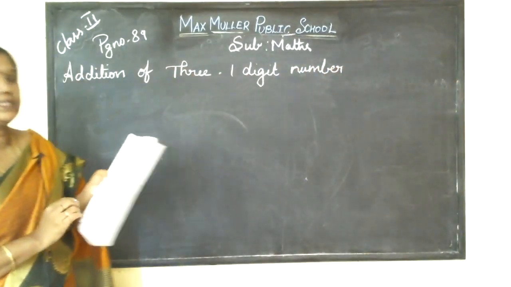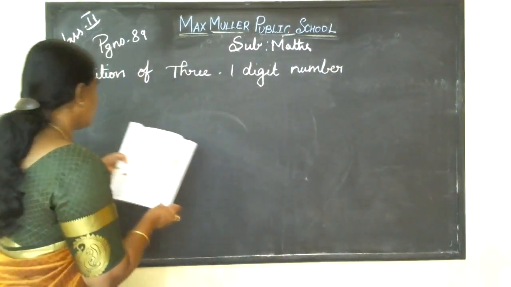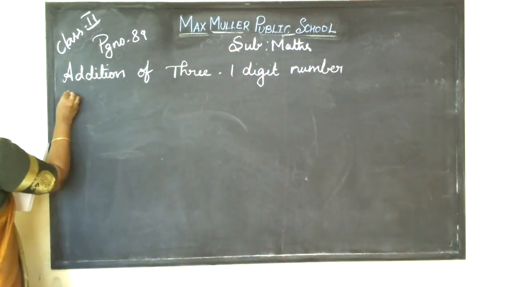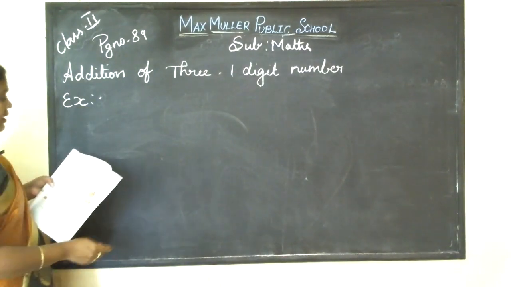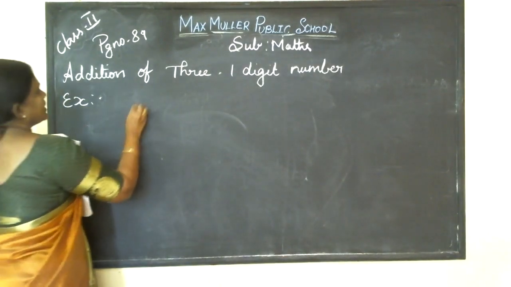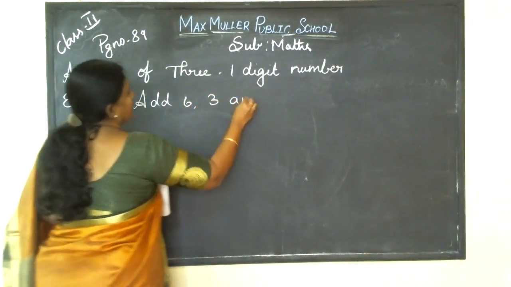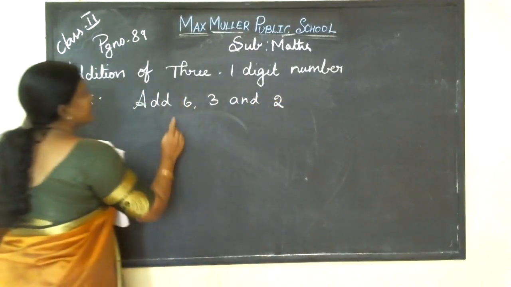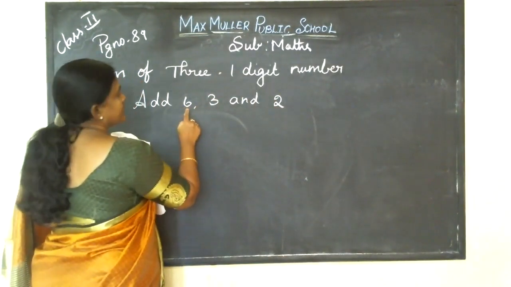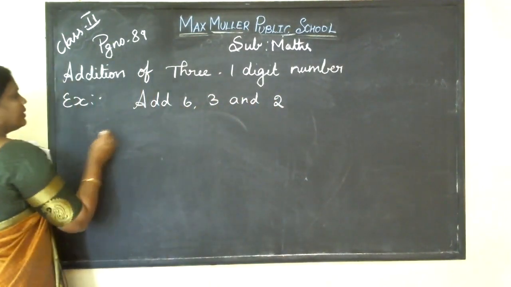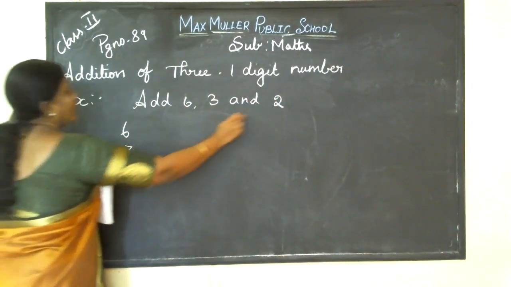See, when we are doing example sums, you write in the rough note, children. Only textbook sums you write in the textbook. Now I am doing an example, so take your rough note. Now see, add 6, 3 and 2. This is 3 digits, but 1-digit numbers: 6, 3 and 2. First you arrange the numbers. First you write 6, after that 3, after that 2.